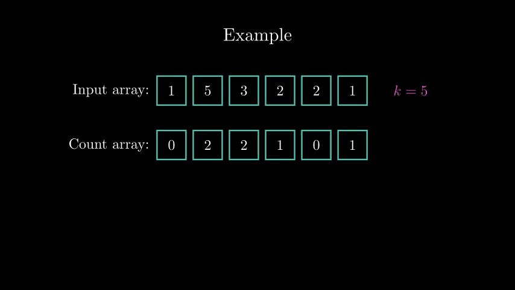Next, we update the value of count i so that the ith entry of the count array stores the cumulative count of all values less than or equal to i in the input array.